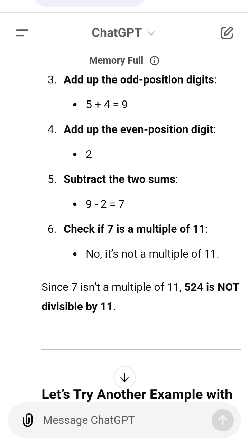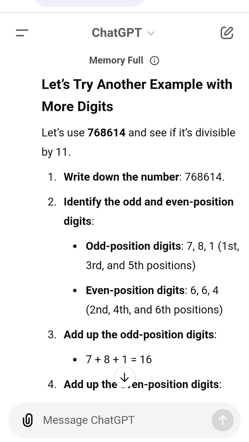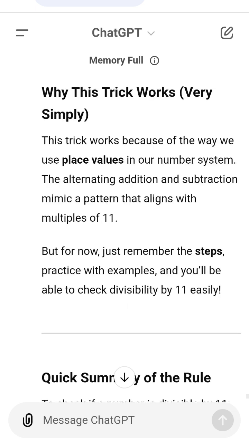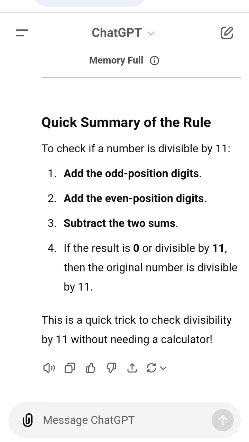Quick summary of the rule. To check if a number is divisible by 11: 1. Add the odd position digits. 2. Add the even position digits. 3. Subtract the two sums. 4. If the result is 0 or divisible by 11, then the original number is divisible by 11. This is a quick trick to check divisibility by 11 without needing a calculator.